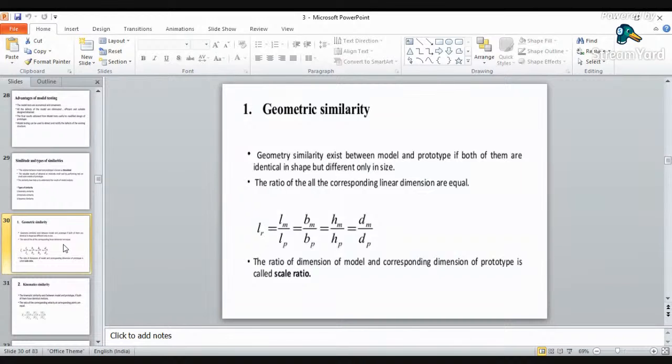The ratios of their lengths, ratios of their widths, or ratios of their depth or height will be termed your geometric similarity. Lm by Lp, that is the length of the model to the length of the prototype, will be termed your Lr ratio, and this Lr is termed your scale ratio. For geometric similarity, the scale ratio is the ratio of one dimension of the model to the same dimension of the prototype, or vice versa. The scale ratio is defined as the ratio of one dimension of the prototype to the same dimension of the model.